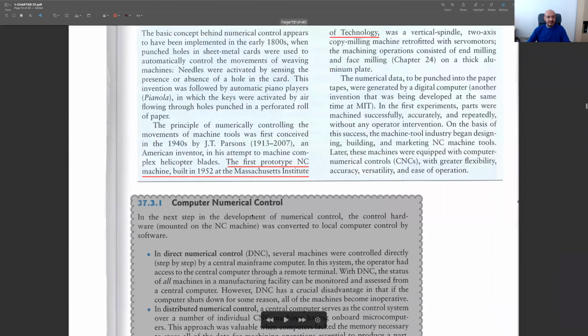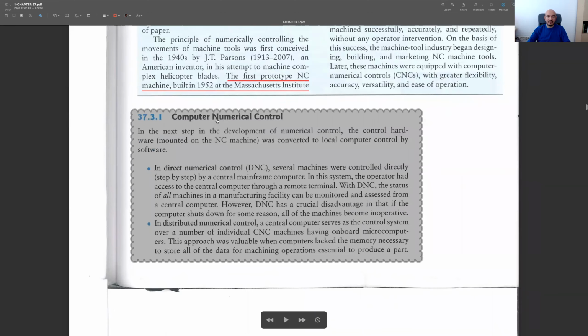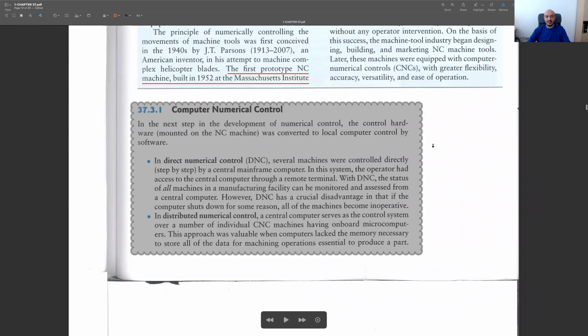Let me discuss computer numerical control. In the earlier days, we didn't have very powerful computers or much computational power. We didn't have higher memories; we had less memory capacity and less computation power. So what they were doing is that they had a direct numerical control approach.